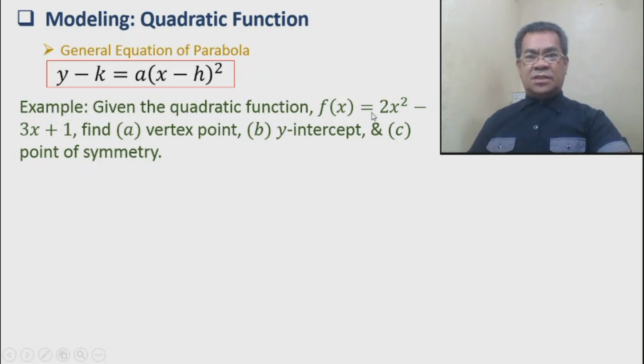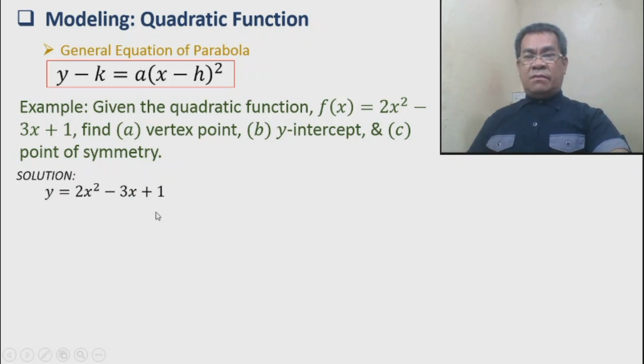The example is given the function 4x squared minus 3x plus 1. We are asked to find the vertex. So all you need to do, and the y-intercept, then you have to have the point of symmetry. So therefore, these are the points that we need, with which we can provide the graph actually. So the vertex, the y-intercept, and the point of symmetry.